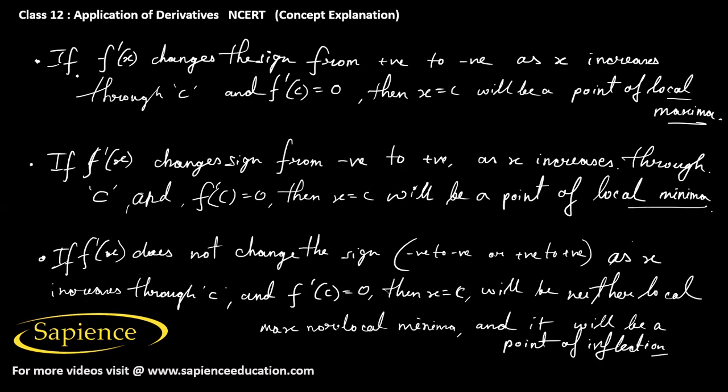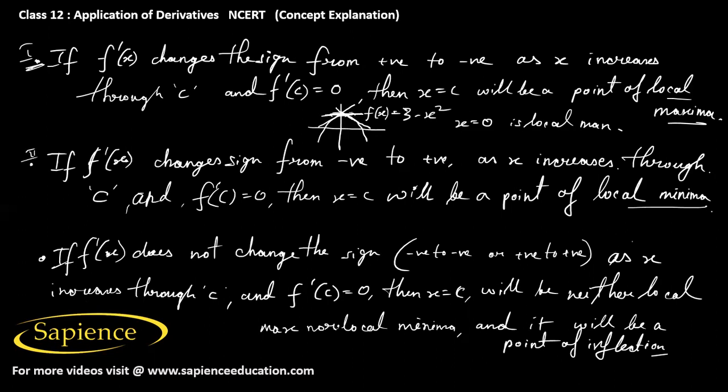So for the first case, we can give an example of a function like this, suppose the function f of x equal to 3 minus x square. Here x equal to 0 is the point of local maxima. Why? Here the slope is changing from positive to negative, and f dash 0 is 0. It means the slope of the function at x equal to 0 will be 0 here.